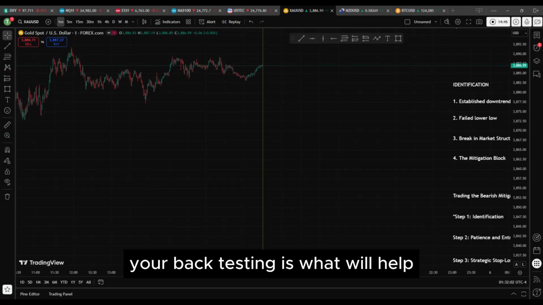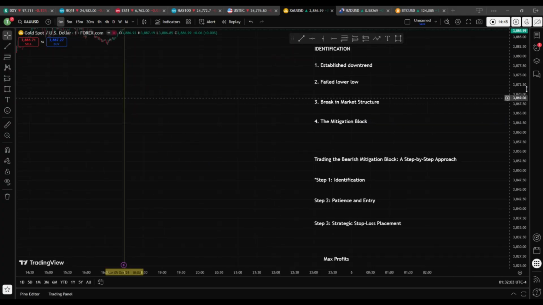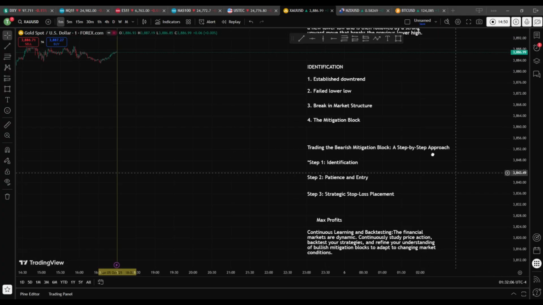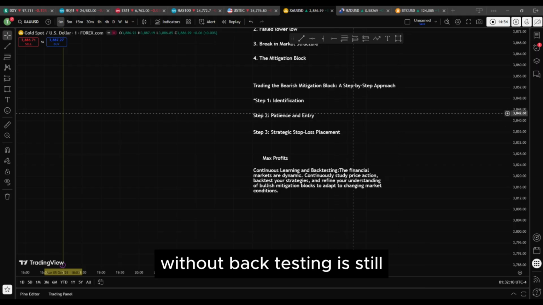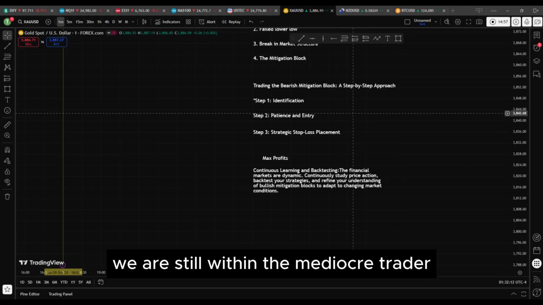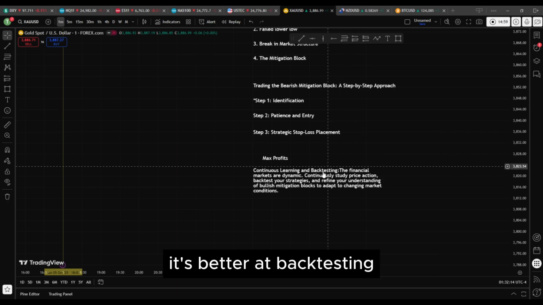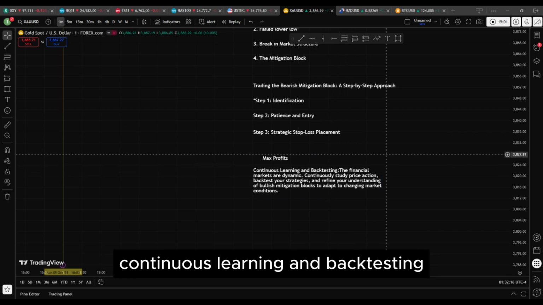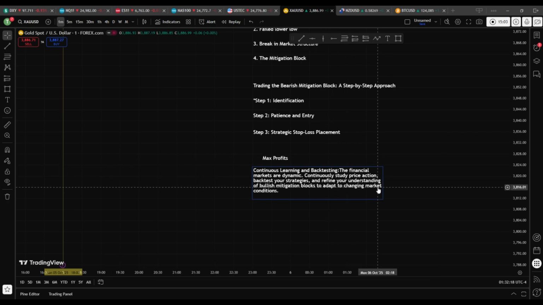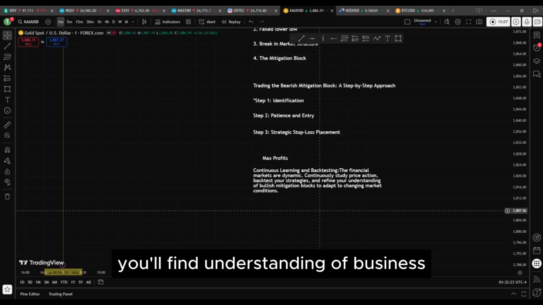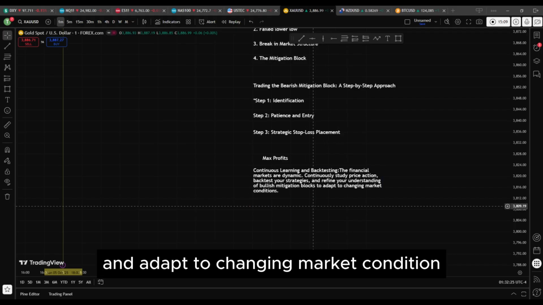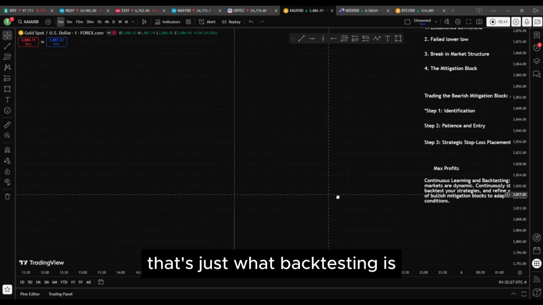Your back testing is what will help you better. Without back testing, whatever I say, the treatments, everything, without back testing, we are still within the mediocre trader. It's better at backtesting. Continuous learning and backtesting. Financial markets are dynamic. Continuous study, preparation, backtesting strategies, refine your understanding of the bullish distribution block and adapt to changing market conditions. That's just what backtesting is.